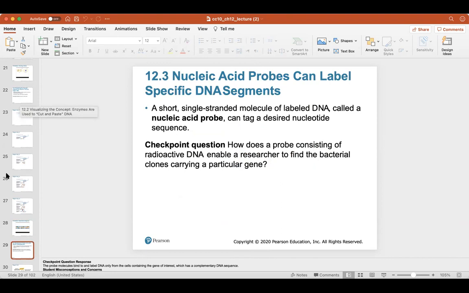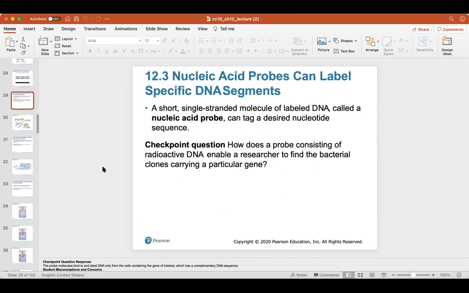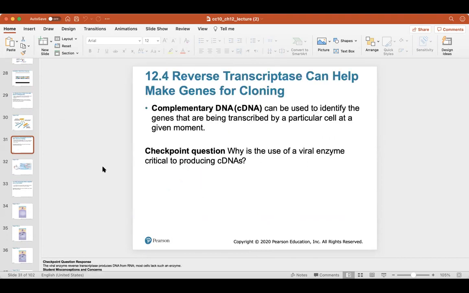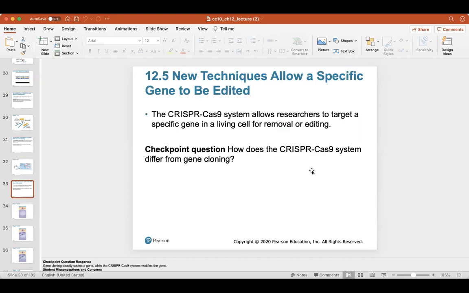Nucleic acid probes can label specific DNA segments. So for example, a short single-stranded molecule of labeled DNA called a nucleic acid probe can tag a desired nucleotide segment. Complementary DNA can be used to identify the genes that are being transcribed by a particular cell at any given moment, and that is shown here: DNA in the nucleus, mRNA in the cytoplasm, adding reverse transcriptase, synthesis of the new DNA strand, breaking it down, and then synthesis of a second DNA strand.